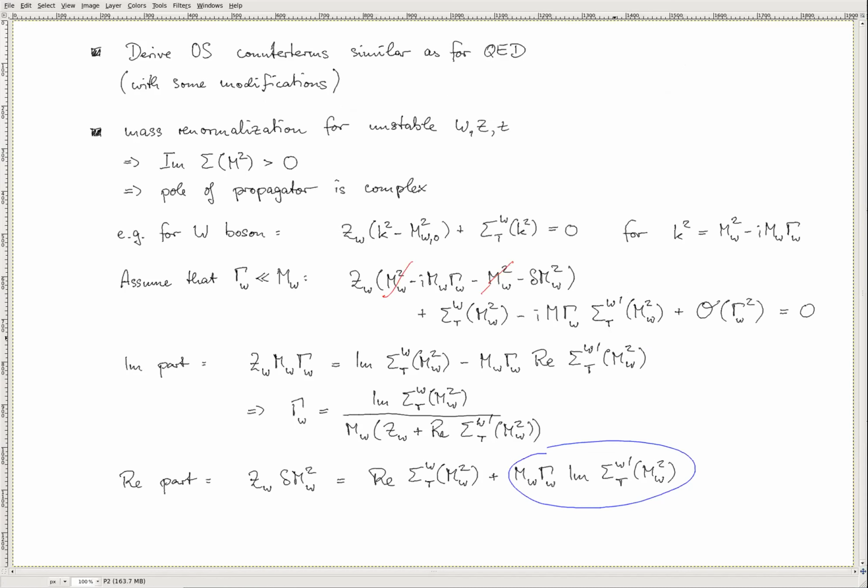What does the lower index t stand for? I just forgot. I can sympathize with that. It happens to me too. That stands for transverse. It's the transverse component of the gauge boson. The longitudinal one we don't need to pay attention to, because it disappears because of Ward identities.